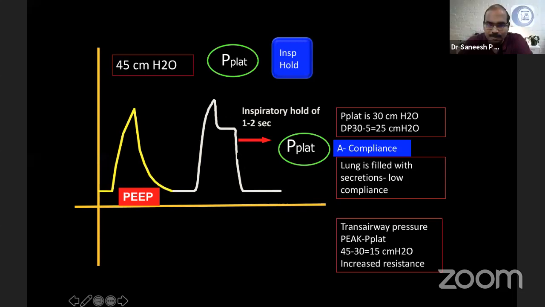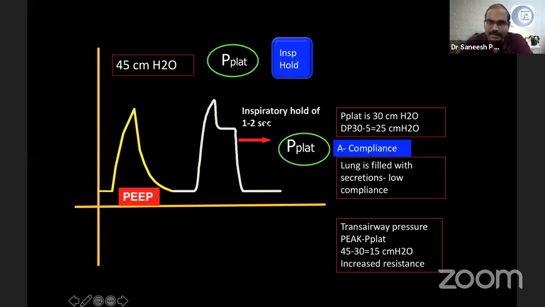Okay, suppose the P plat was somewhere around 20, and the peak pressure is 45, then the difference is 25, all accounted for by the airway resistance. Your lung is fine, lung is still not wet. Lung compliance is good. So the two scenarios are different.